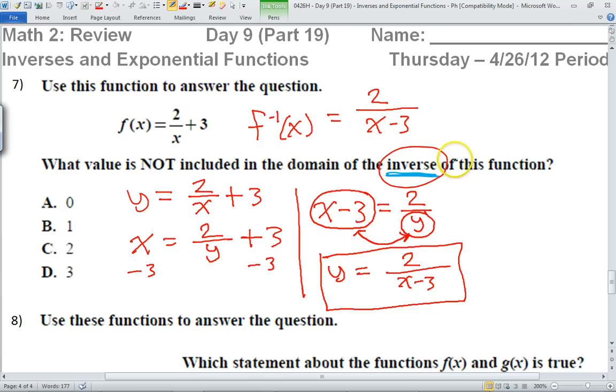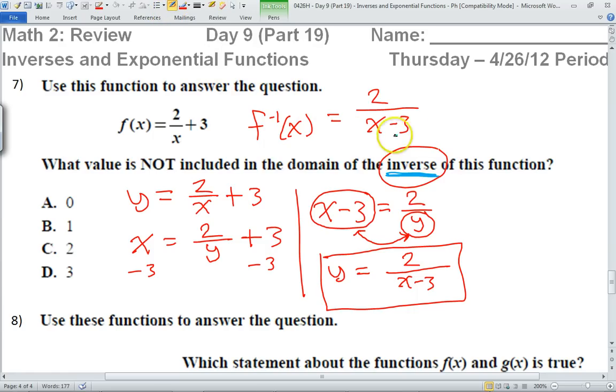Now it's time to state the domain restrictions. What value is x not allowed to be? What about negative 3? Is x allowed to be negative 3? Yes, it is. X is allowed to be negative 3. If x were negative 3, this would just make negative 3 minus 3, which is simply negative 6. There's nothing wrong with having negative 6 in the denominator. So, negative 3 is not a problem.